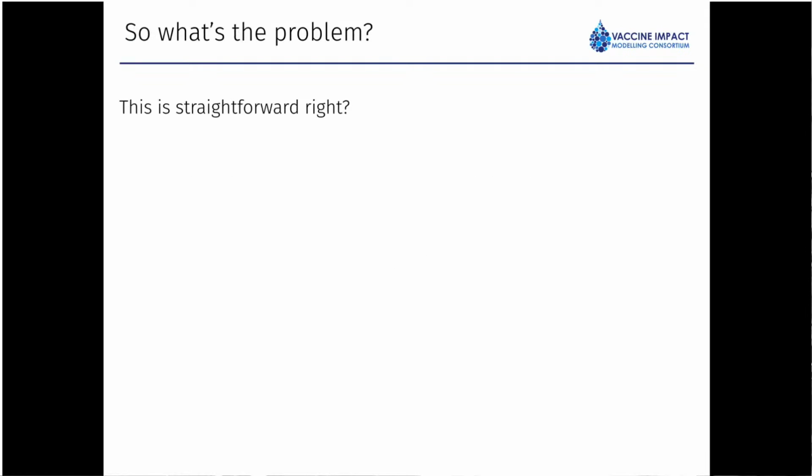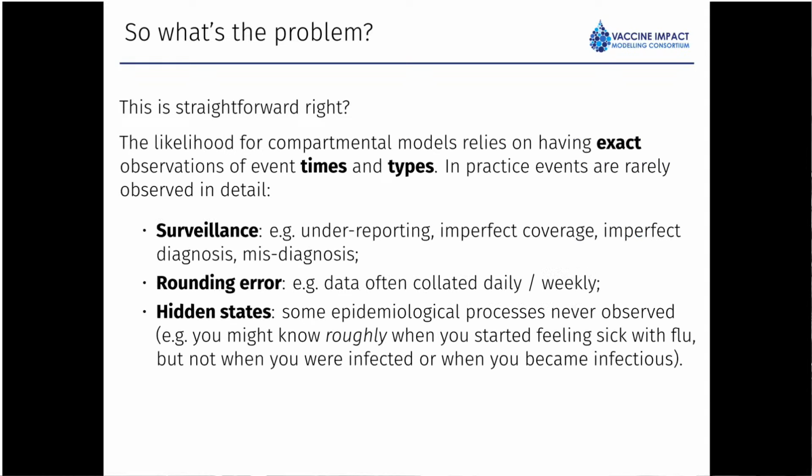Okay, so this is straightforward, right? Yeah, of course it is. Except that it isn't, right? Not for epidemic models. And the key reason for that is this likelihood function that I talked about yesterday for compartmental models relies on having exact observations of not only when events happen, but also what type of event they are, okay?